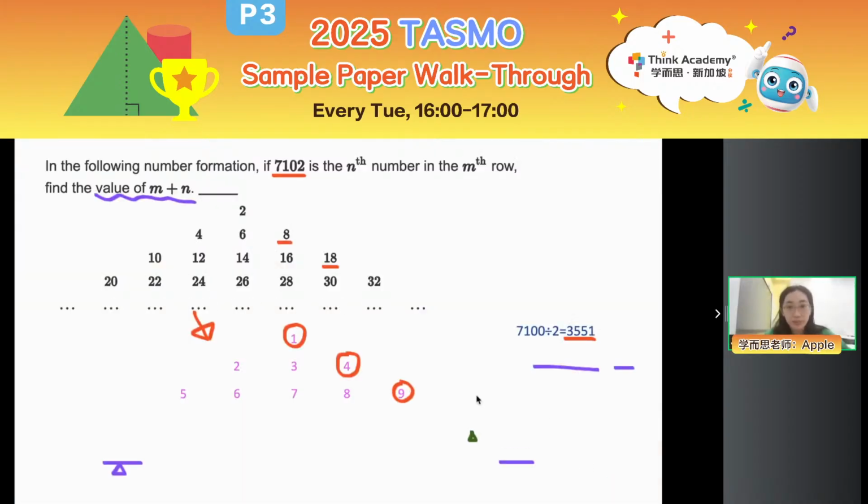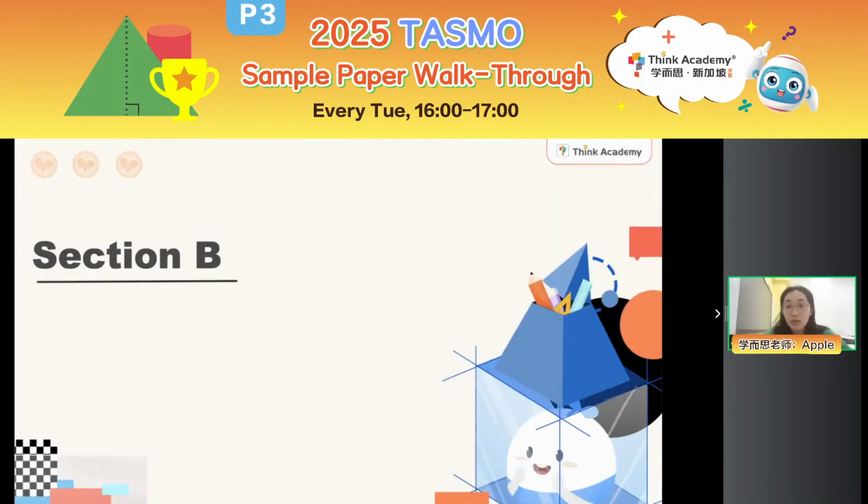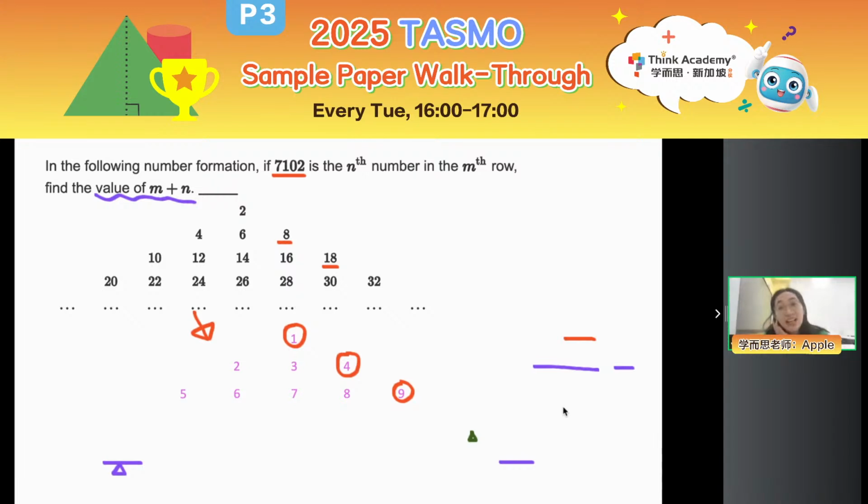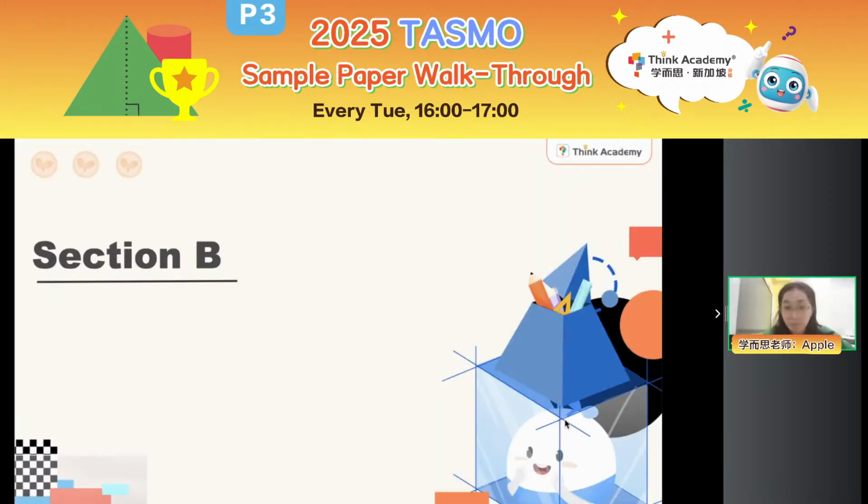Oh, sorry. Yes. So for this question, what is the breakthrough? That is, we just check with the last number. Okay? The last number must be a square number and it is related to the number of the rows. Okay, so this is for section C, and then let's move on to section B. Okay?